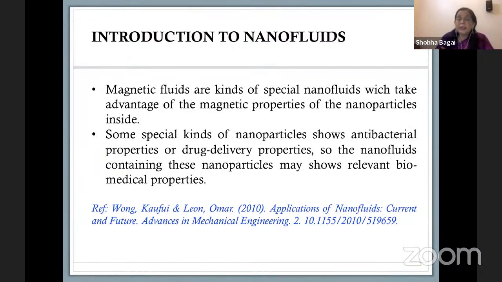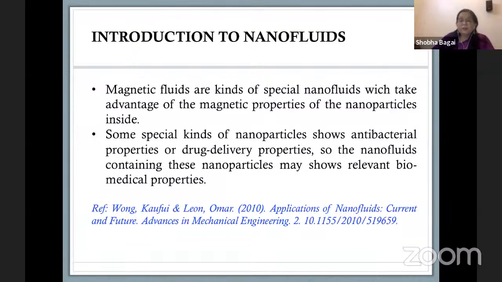Magnetic fluids are another kind of nanofluid which takes advantage of the fact that you have introduced metals into the fluids. So naturally, even their magnetic property has been enhanced. That property is also being utilized, in fact. And as I told you before, a lot of nanofluids are being used in biosciences, because there are certain nanoparticles which show antibacterial properties, and there are these bio nanoparticles which are now being formed.